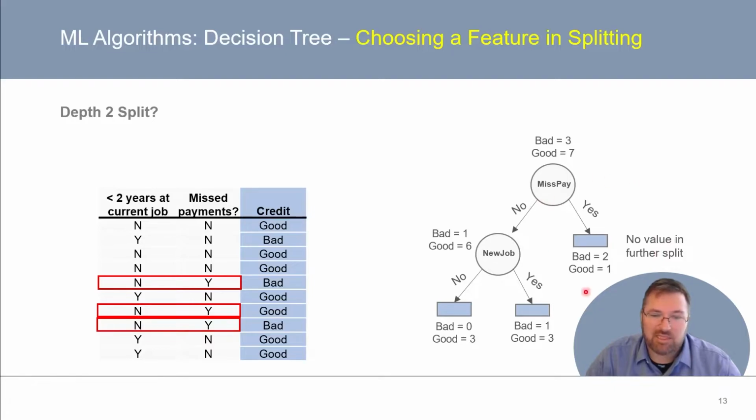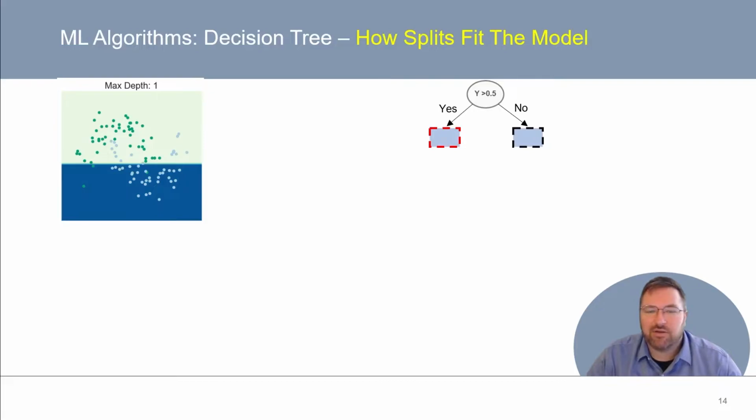Moving back to the yes branch of missed payments, we note that all the instances that ended up in this branch have the same value for new job. So there's no point in splitting further based on this other feature. So instead we would just make this a leaf node. Now that we have an idea of how splitting takes place, let's look at an example that illustrates how the decision boundary of a model changes as we add decision nodes to our tree.